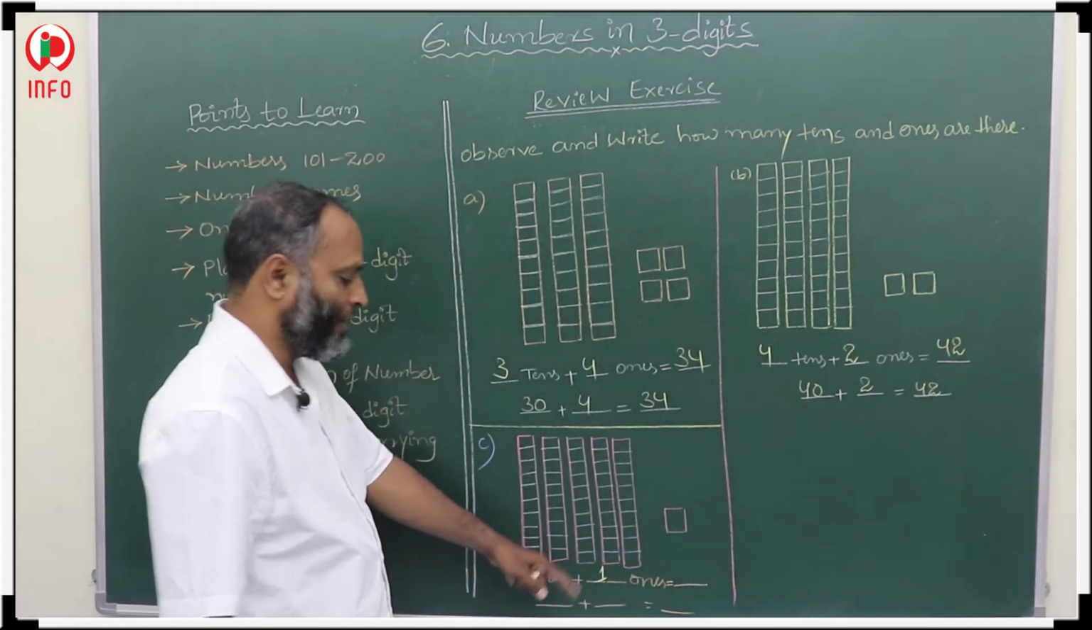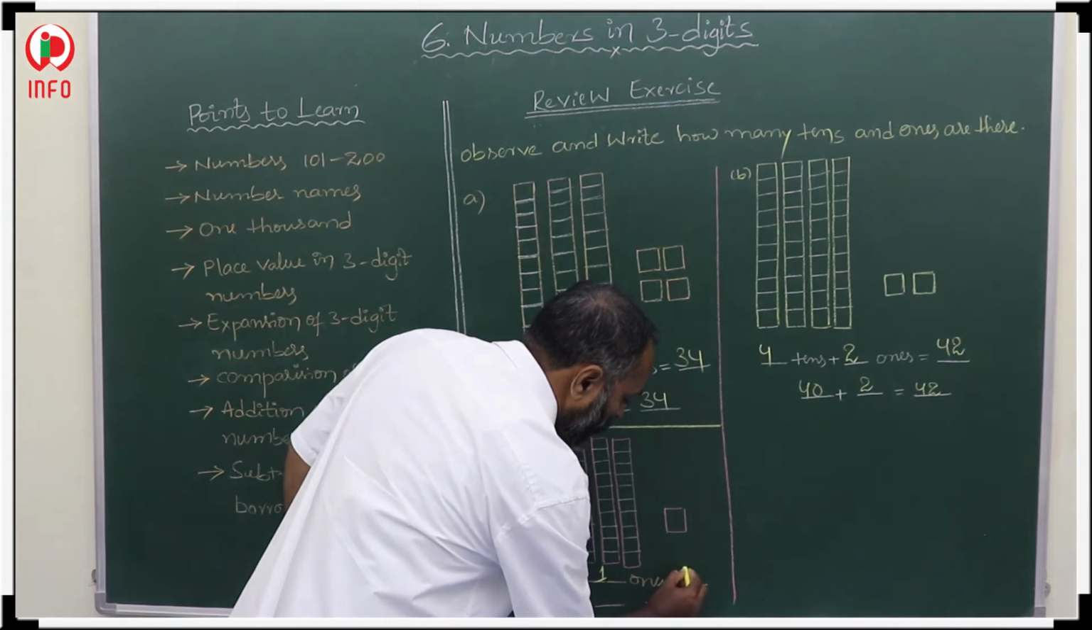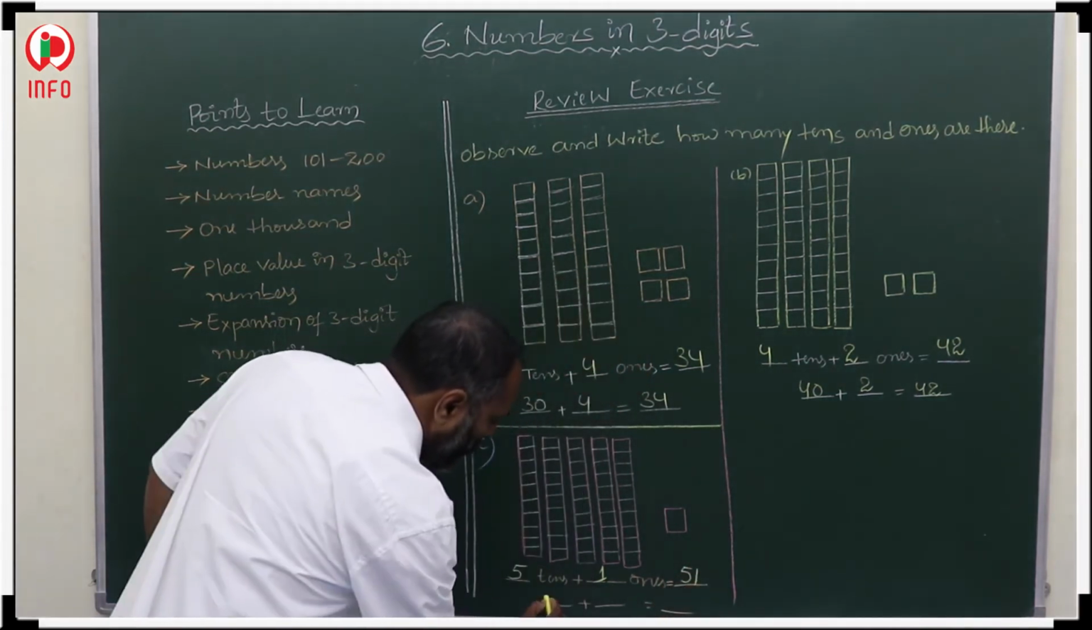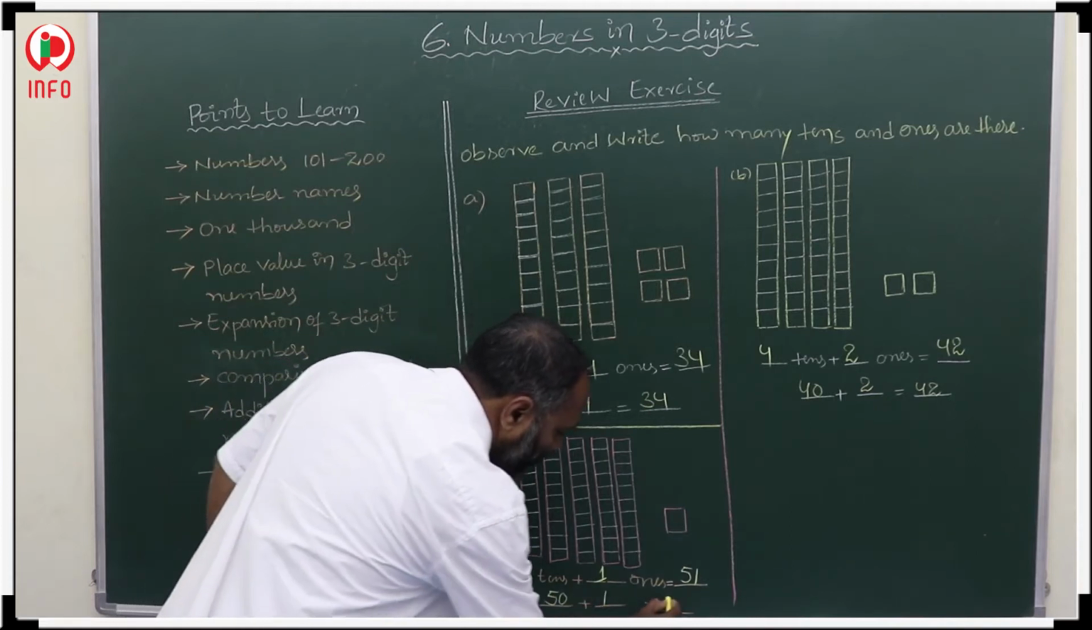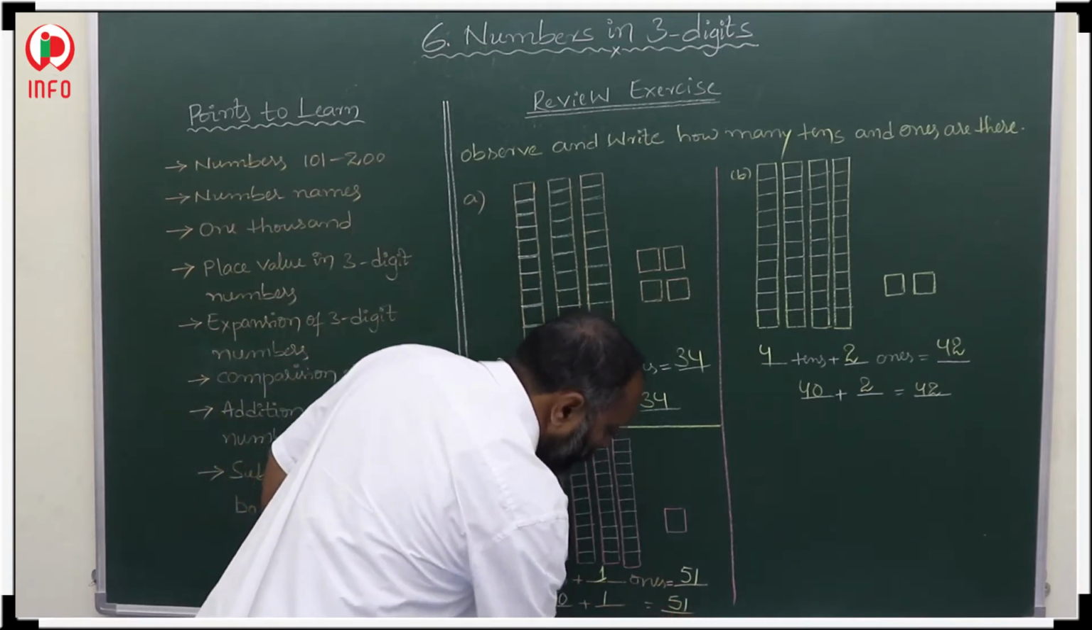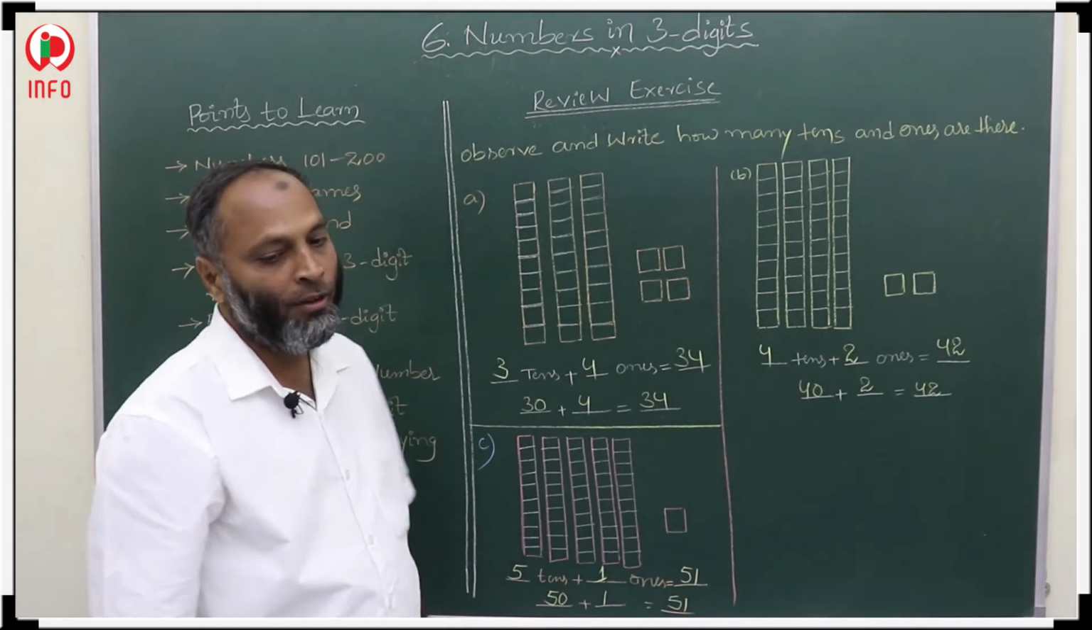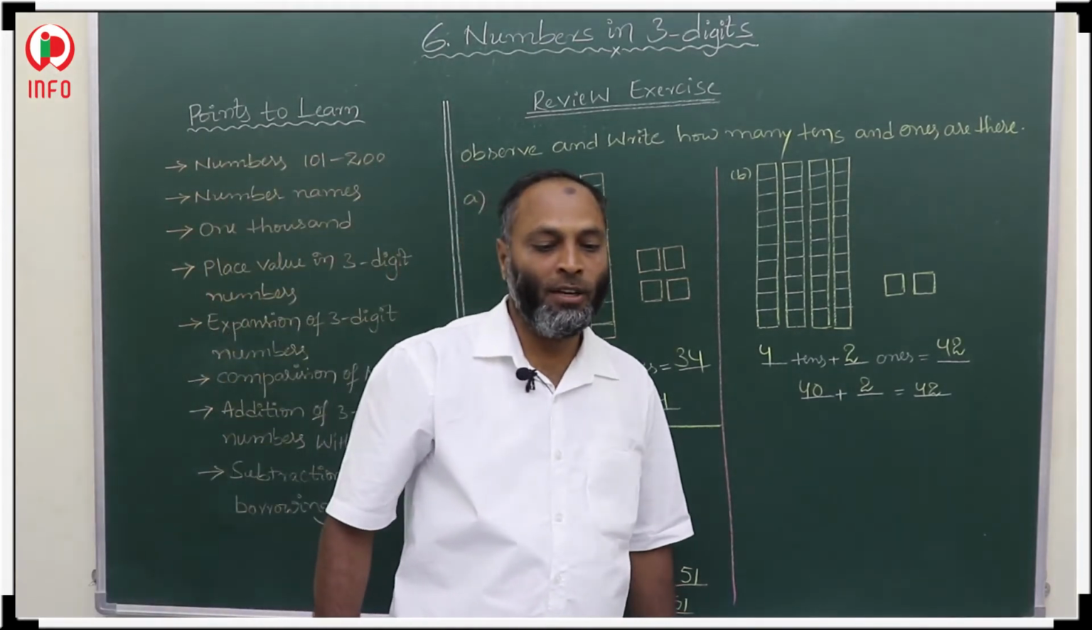5 tens and 1 one. That is 51. 5 tens means 50. 1 one means 1. 50 plus 1, 51. So okay, in this way we have to do.